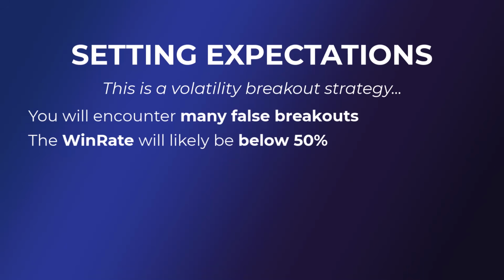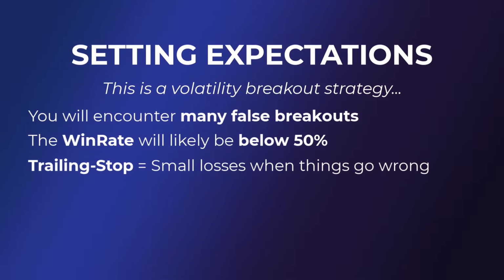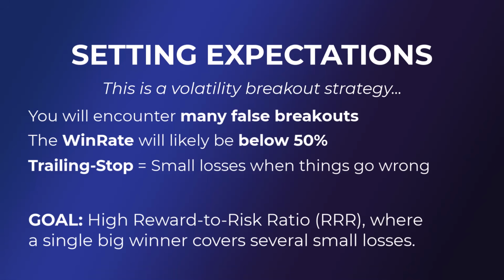But here is the secret. We do not need a high win rate to be profitable. By using a trailing stop, we ensure that when we are wrong, we exit quickly with a very small loss. But when we are right, we stay in the trend as long as possible. The goal is a high risk-reward ratio, RRR, where a single big winner covers several small losses.